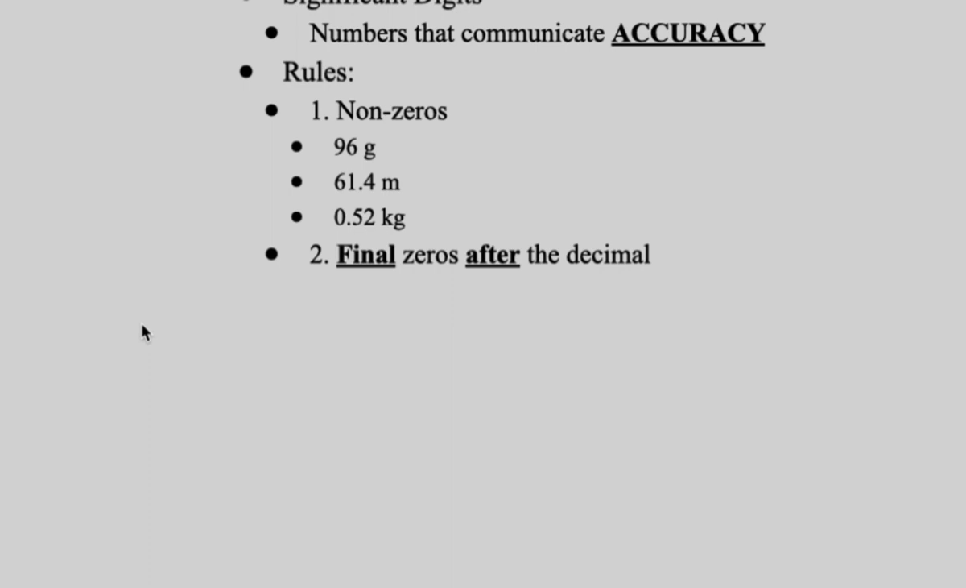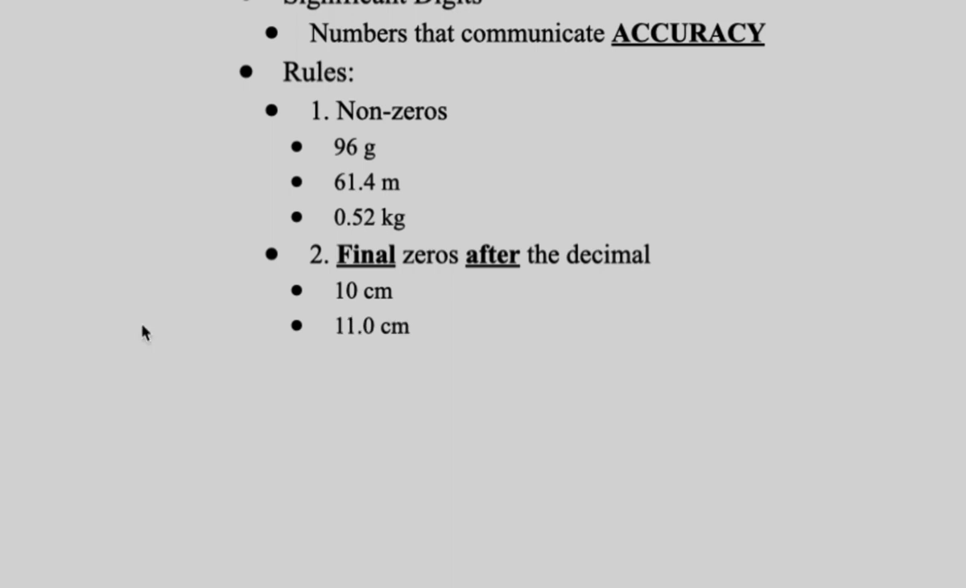So guys, let me show you what we're talking about. So for example, this 10 centimeters. This might be worth writing down as an example. How many digits of accuracy is in 10? Well, we know the 1 counts because it's not a 0. But what about the 0? It does not count. It is final in that it's at the end of the number, but it's not to the right of the decimal, so it does not count. So this would be 1 digit of accuracy.